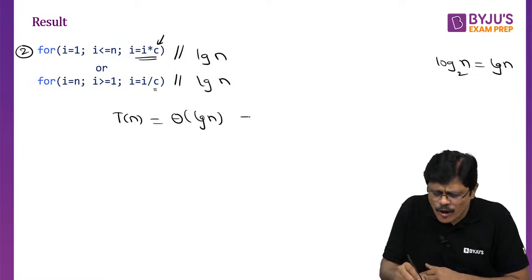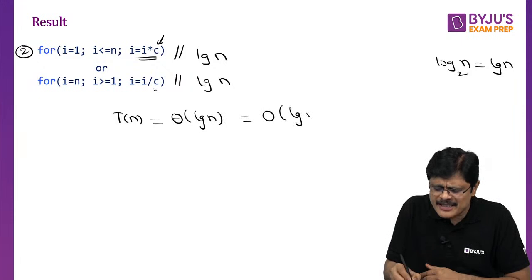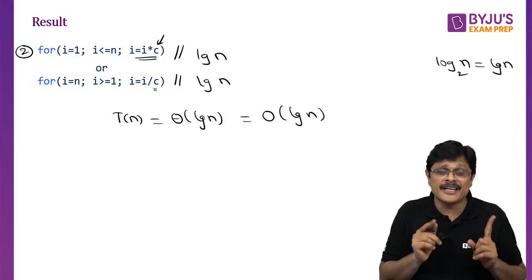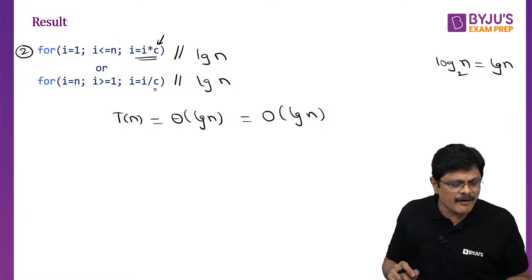There is nothing wrong if you write big O of log n. Whenever it is theta, you can write big O. But whenever it is big O, you cannot write theta. Please remember that. Log n, wonderful.